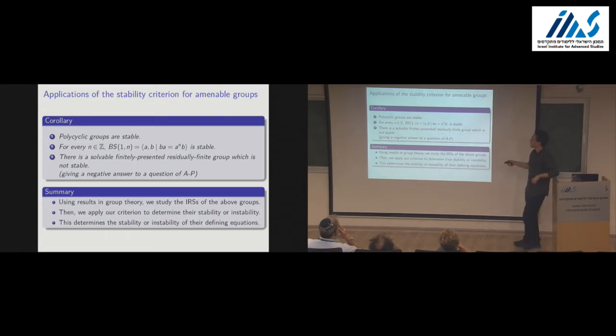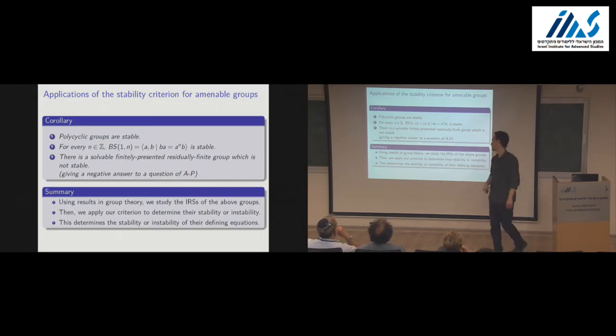Another result: the Baumslag-Solitar 1,n groups, which are not polycyclic, are defined by a single equation, BA equals A to the n B, for any fixed n, and they are stable too. And also I have some negative results using the same criterion, which answers some open questions. I won't get into this.